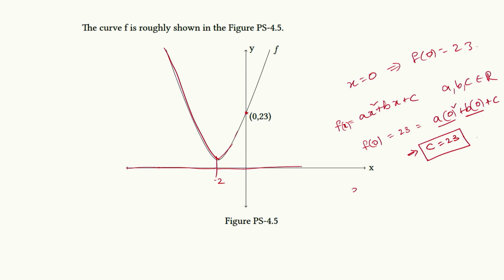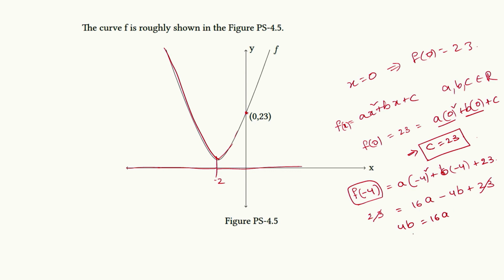And we are also given that f of minus 4 is also 23. If we see f of minus 4, a times minus 4 whole square plus b times minus 4 plus we already have the value of c as 23. So f of minus 4 is also 23. So 23 equals 16a minus 4b plus 23. If you simplify this, 4b equals 16a, which implies b is equal to 4a.